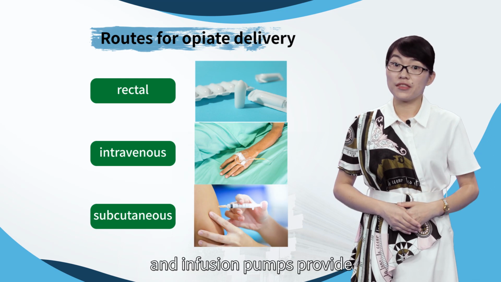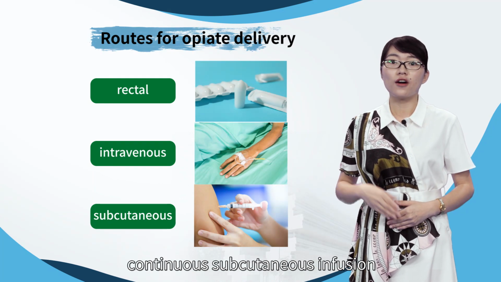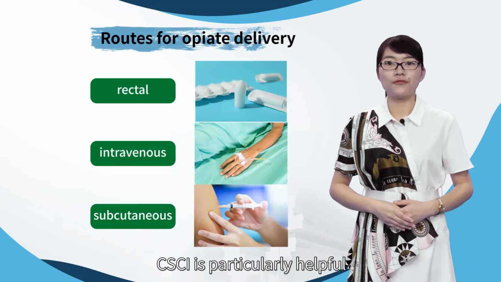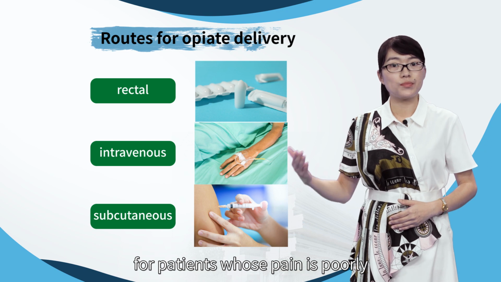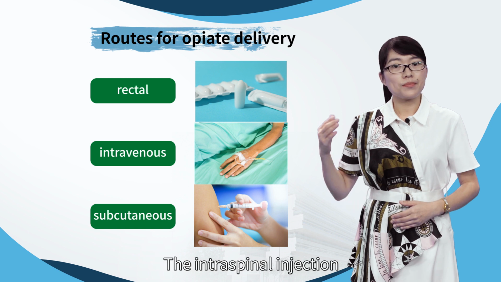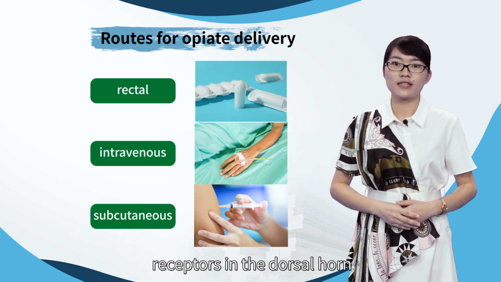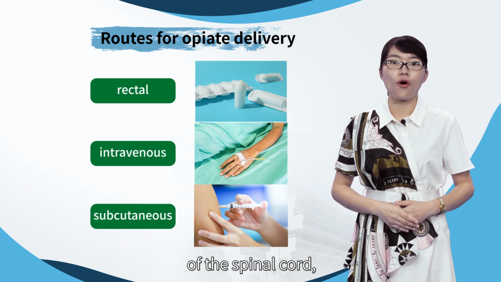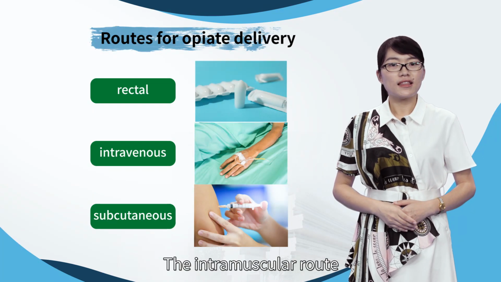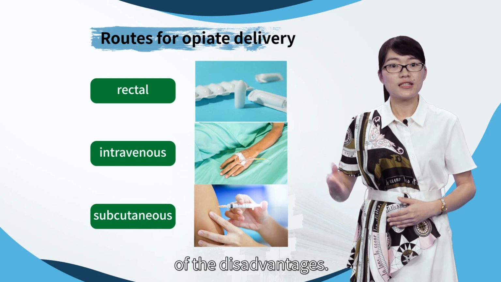Subcutaneous catheters and infusion pumps provide continuous subcutaneous infusion of opioids. CSCI is particularly helpful for patients whose pain is poorly controlled by oral medications. The intraspinal injection delivers analgesics to the opioid receptors in the dorsal horn of the spinal cord, thereby blocking the conduction of pain. The intramuscular route should be abandoned because of the disadvantages.